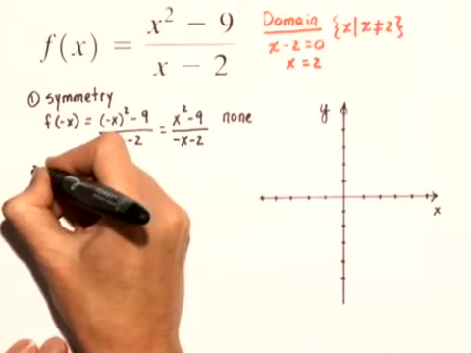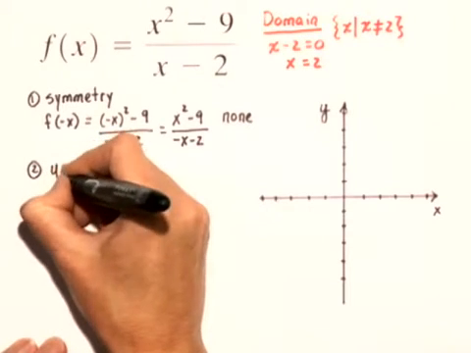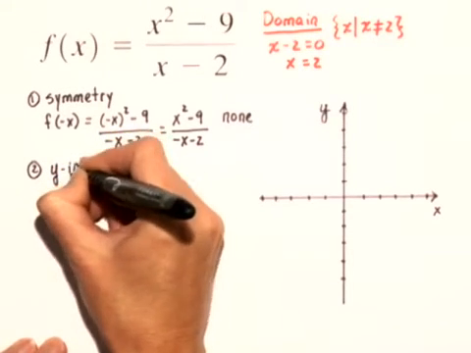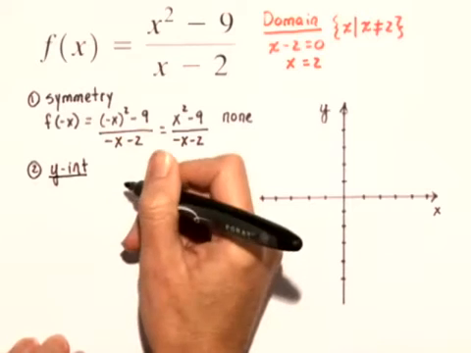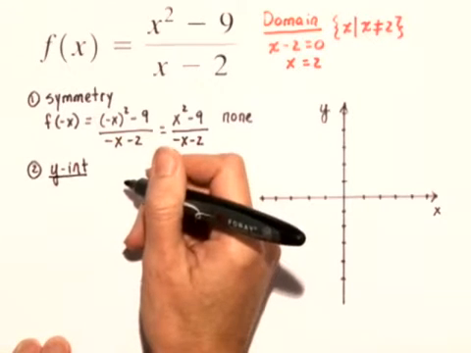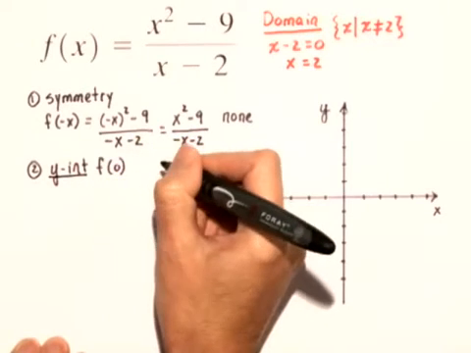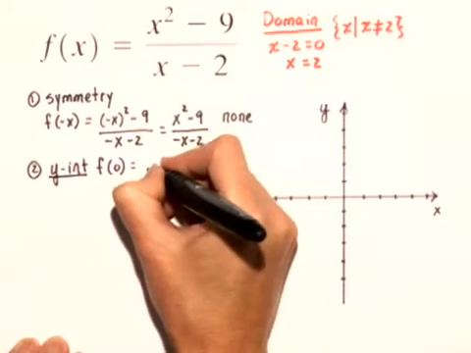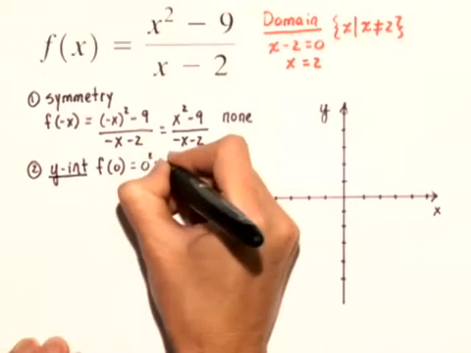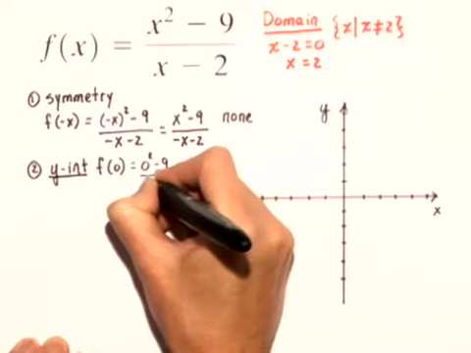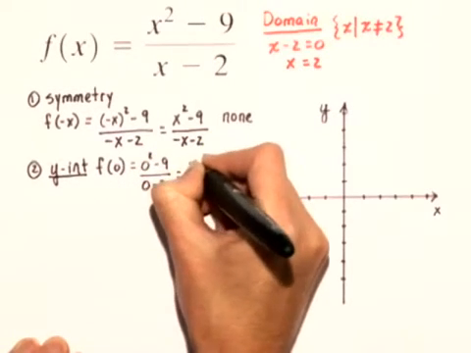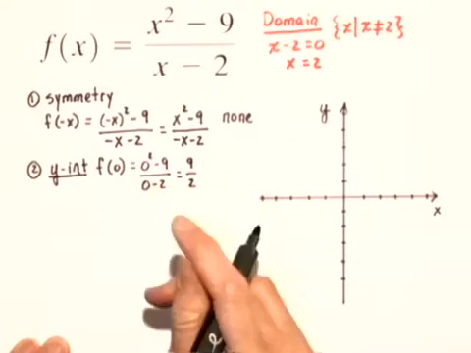In step 2, let's find our y-intercept if we have one. We find our y-intercept by letting x equal 0. So that just means we're looking for f evaluated at 0, which in this case is going to be 0 squared minus 9 over 0 minus 2, or simply 9 halves.